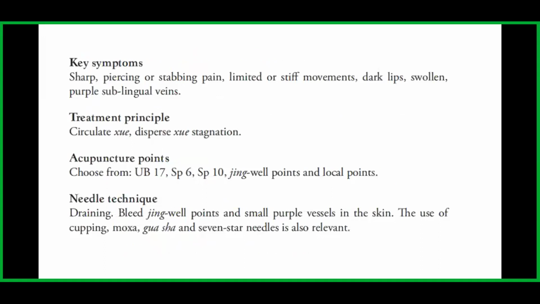The key symptoms: sharp, piercing, or stabbing pain, limited or stiff movements, dark lips, swollen, purple sublingual veins. Treatment principle: circulate blood and disperse blood stagnation. Acupuncture points to choose from are UB17, spleen 6, spleen 10, and Jingwell points and local points. A needling technique to be used is draining. Bleed Jingwell points and small purple vessels in the skin. The use of cupping, moxa, guasha, and 7-star needles is also relevant.